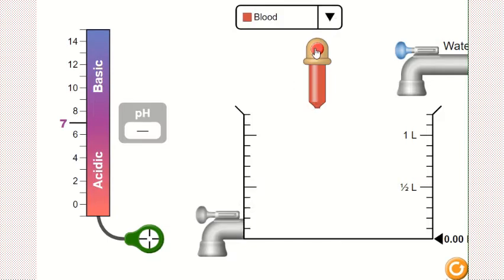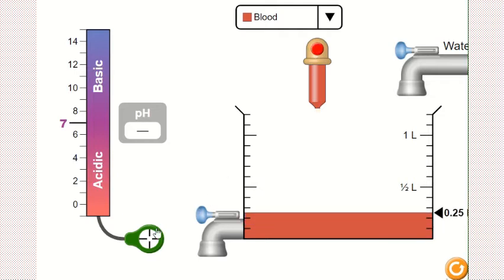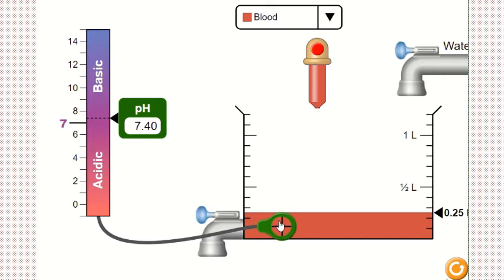Blood, for example. I will put some blood in the container and then check the pH of the blood. It is equal to 7.4, so it has a pH a bit greater than 7, so it is a weak base.